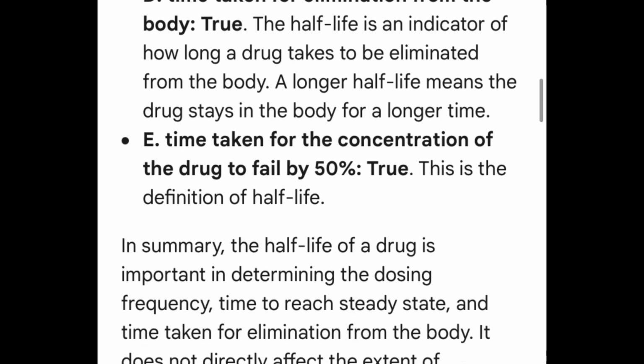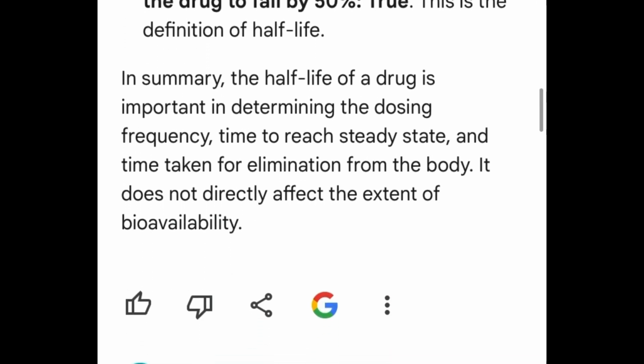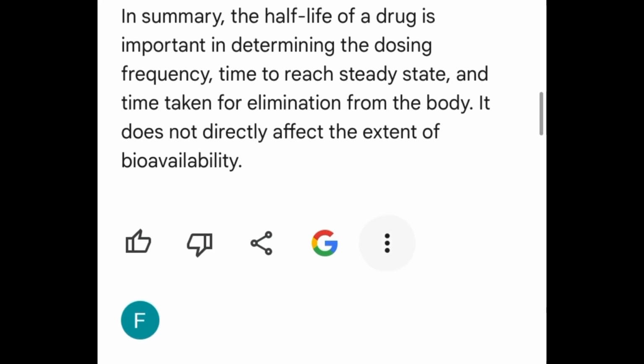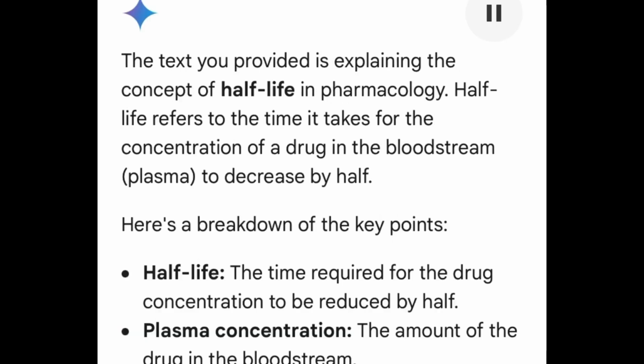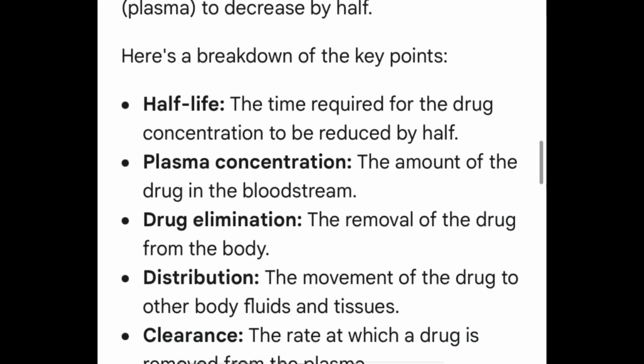In summary, the half-life of a drug is important in determining the dosing frequency, time to reach steady state, and time taken for elimination from the body. It does not directly affect the extent of bioavailability. Half-life refers to the time it takes for the concentration of a drug in the bloodstream, plasma, to decrease by half. Here's a breakdown of the key points.